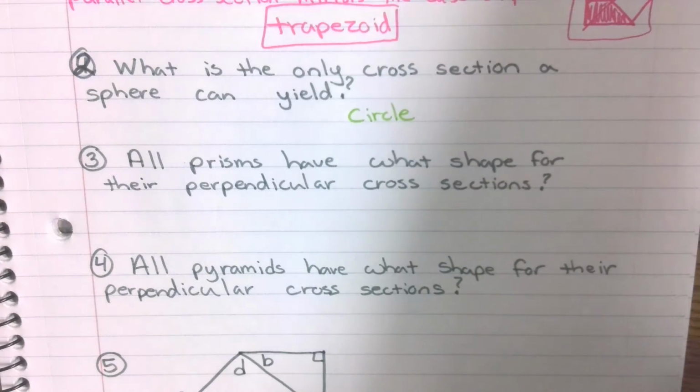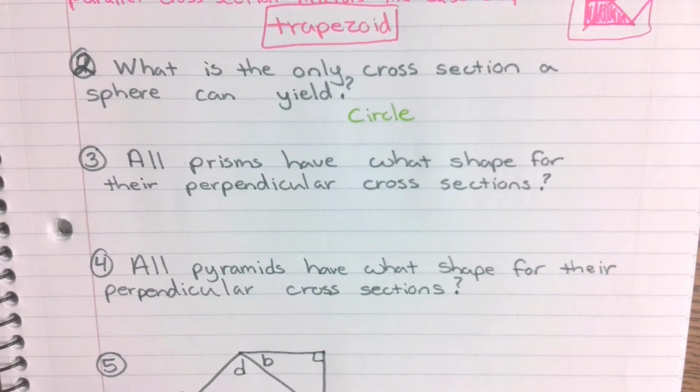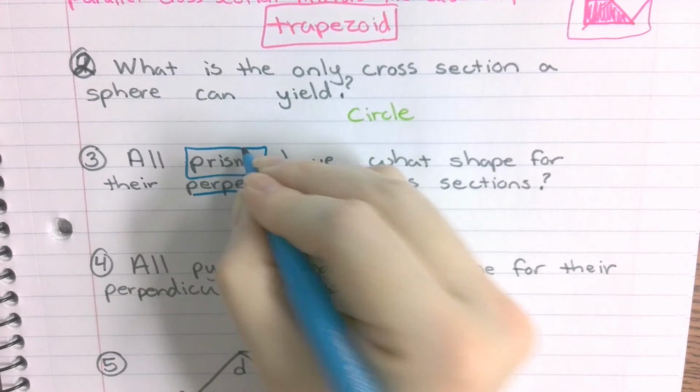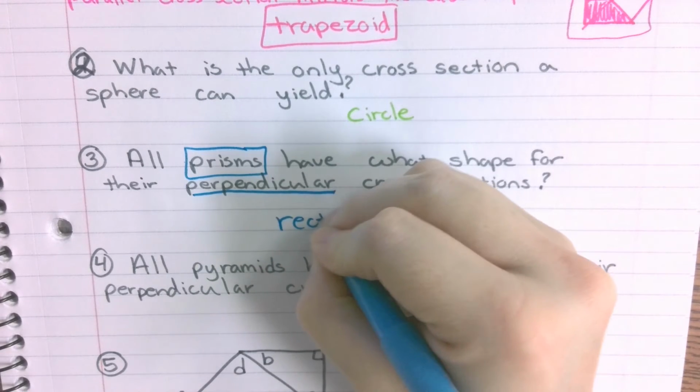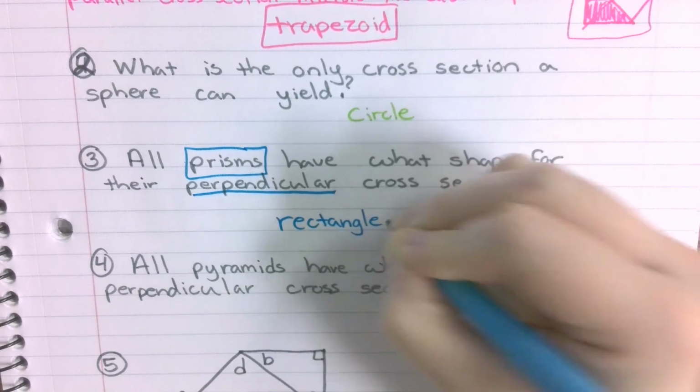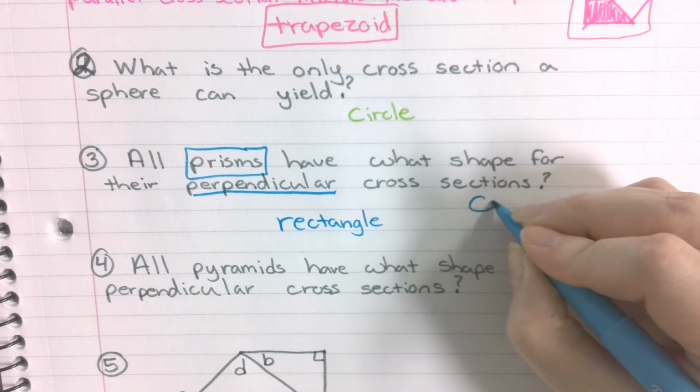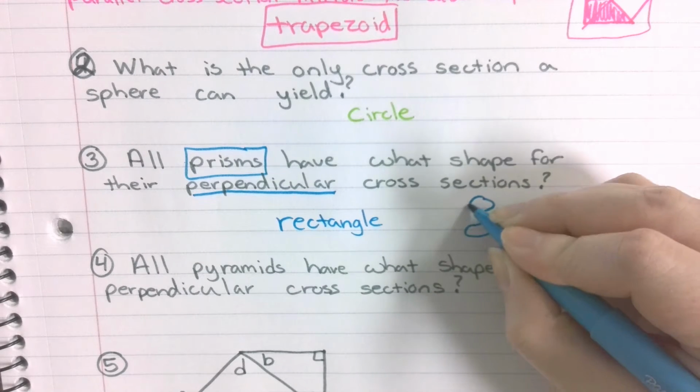Okay, all prisms have what shape for their perpendicular cross-sections? Rectangles. Very good. So for perpendicular cross-sections of prisms, you're only going to be able to get a rectangle. No matter what prism you have, whether it is a cylinder, which is a kind of prism, it's not called a prism, but it's similar to it. Prisms have two congruent bases connected together by rectangles. So a cylinder is somewhat similar to a prism.